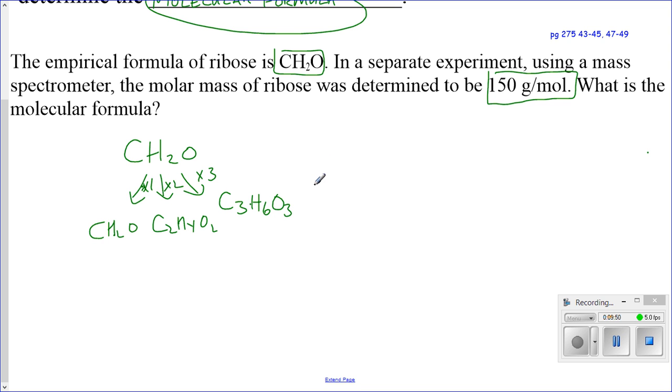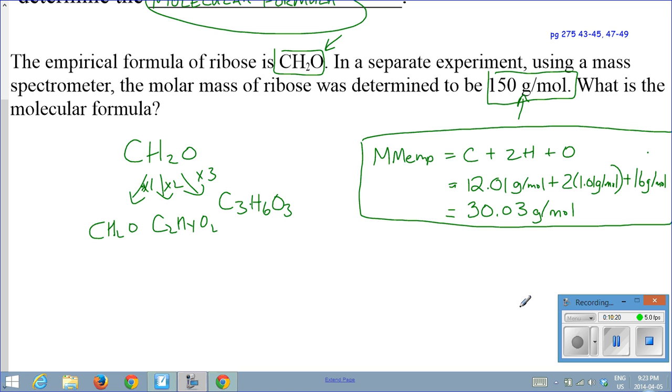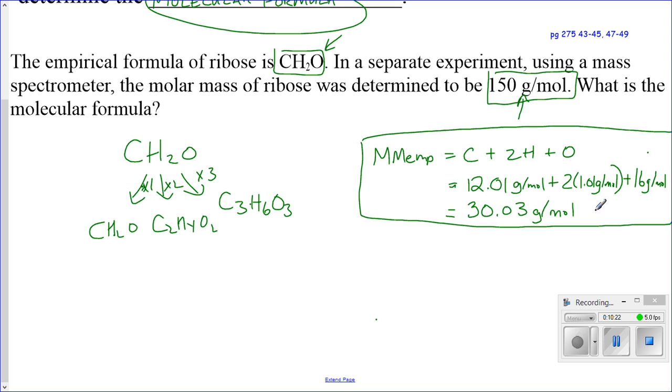Well, the answer why it matters is because we're also going to multiply the molar masses by these numbers as well. So if we know the difference in the molar mass of this compared to this, we will know what number we have to multiply our empirical formula by. So let me show you what I mean. Let's find the molar mass of our empirical first. So I'll just write it down like this. That is 1 carbon, 2 hydrogens, and 1 oxygen. So when we calculate the molar mass of empirical, we determine it to be 30.03 grams per mole.